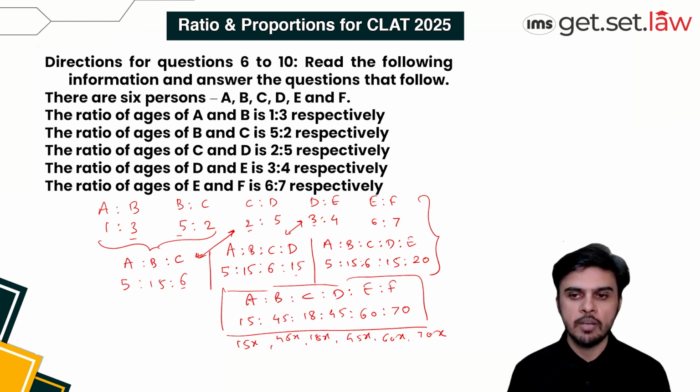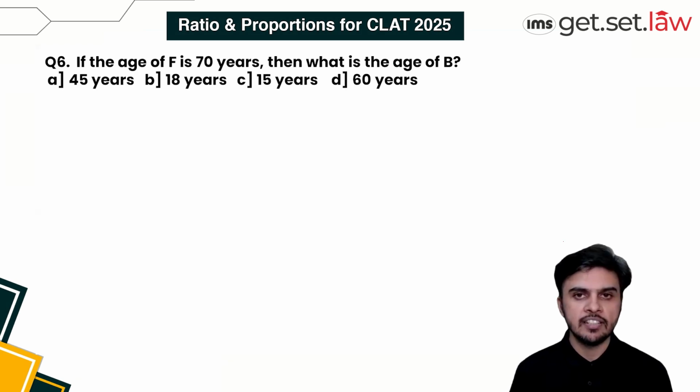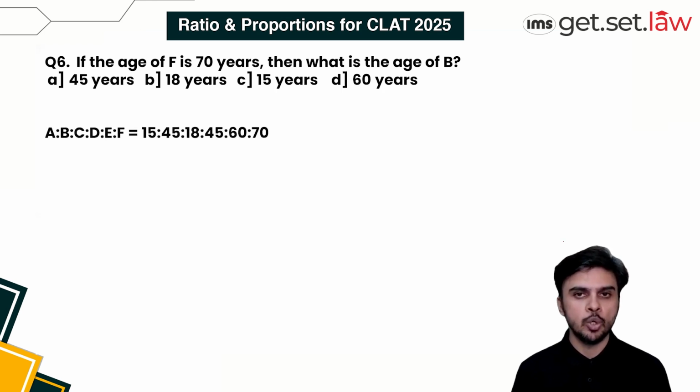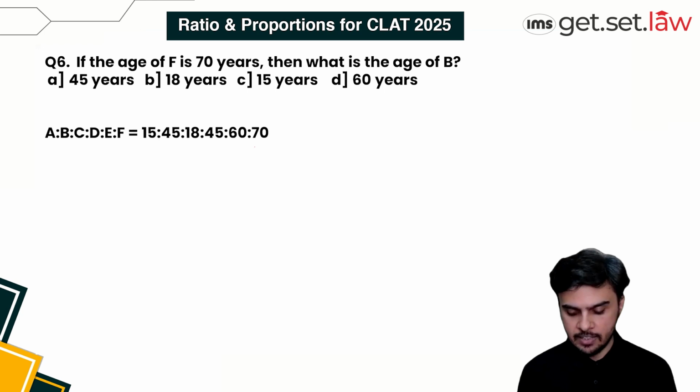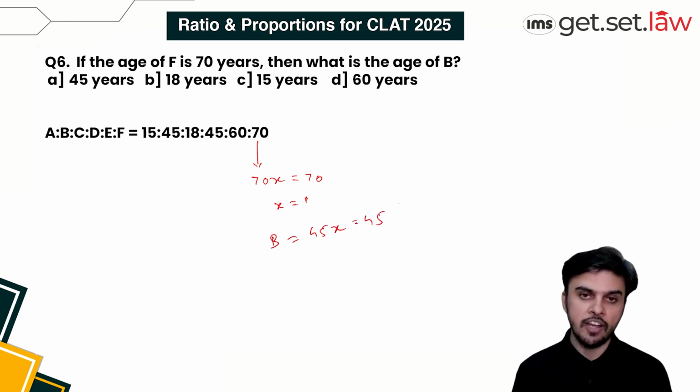Let's look at the questions based on this passage. If the age of F is 70 years, then what is the age of B? We have already calculated the ratio. Age of F is 70 years. So 70x is equal to 70. So x is equal to 1. Age of B is 45x. So 45 into 1 is 45 years. So the correct answer for this question is option A.